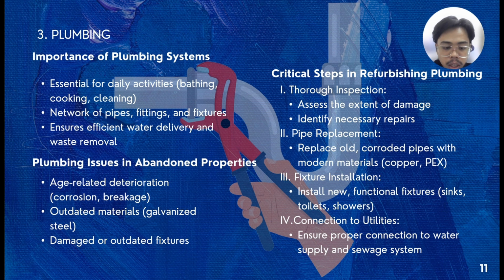This might include replacing old rusty pipe with modern material like copper or PEX, installing new features such as sink, toilet and shower, and ensuring proper connection to the water supply and sewage system. Following this step helps restore the plumbing system to full functionality and reliability.